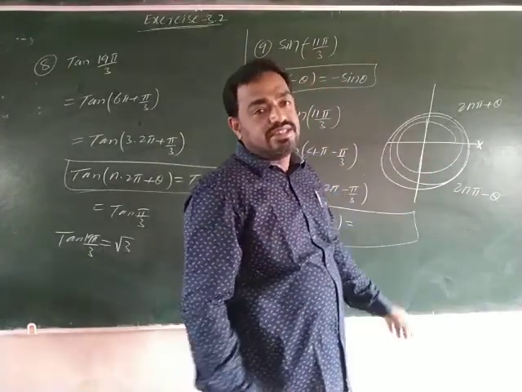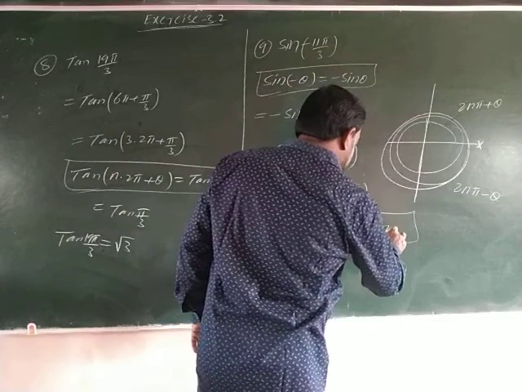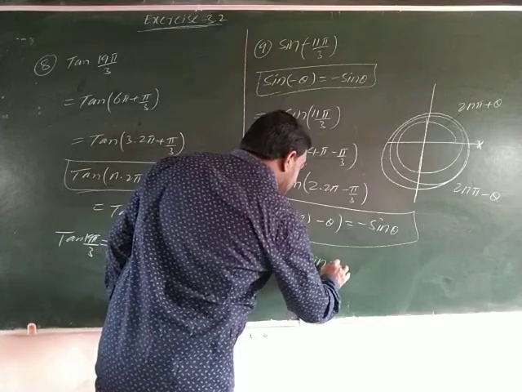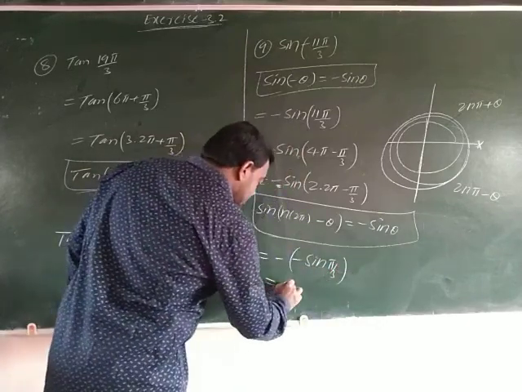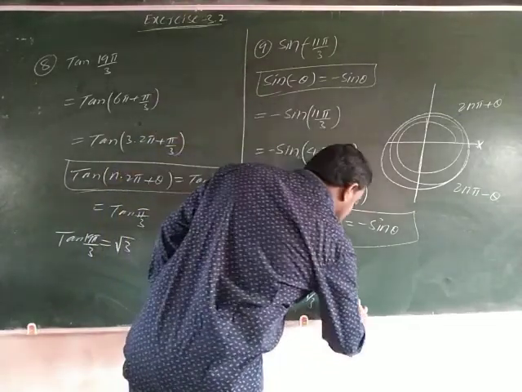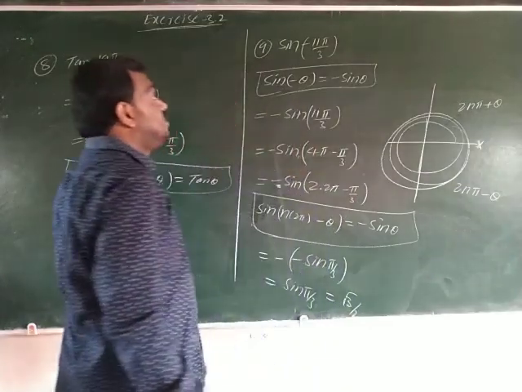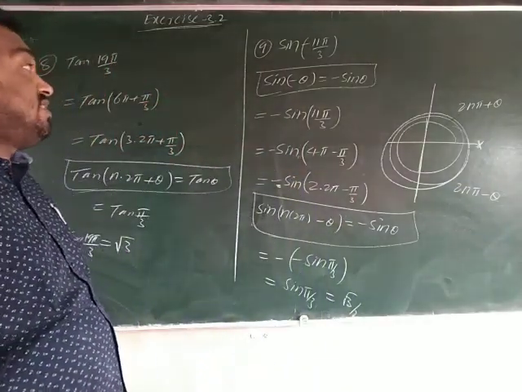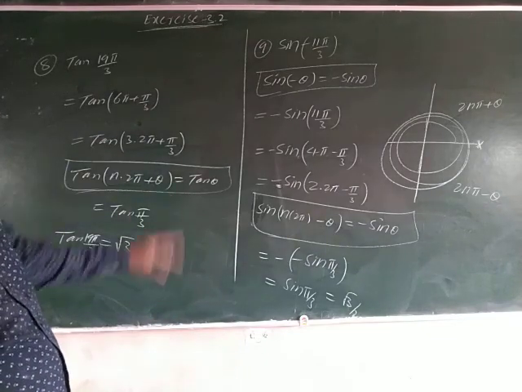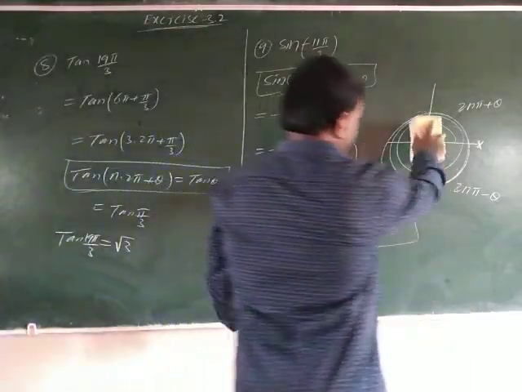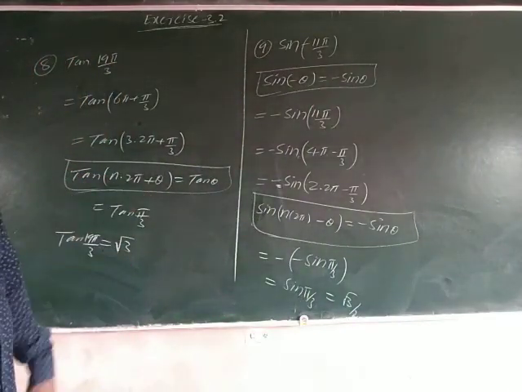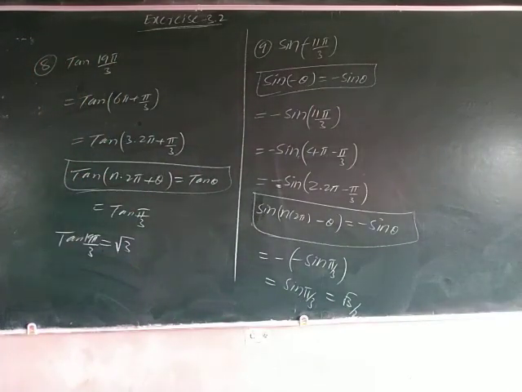In the fourth quadrant, sign is negative, so minus sin theta. So here what we are getting? Minus sin pi by 3. Minus into minus is plus, so sin pi by 3. Sin 60 value is root 3 by 2. Therefore, sin of minus 11 pi by 3 is equal to root 3 by 2, that is the answer. Like this, you write the answer. And this is your 8th and 9th solutions. Next, the 10th one.